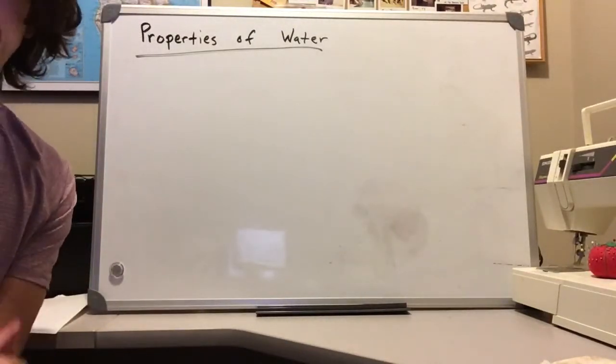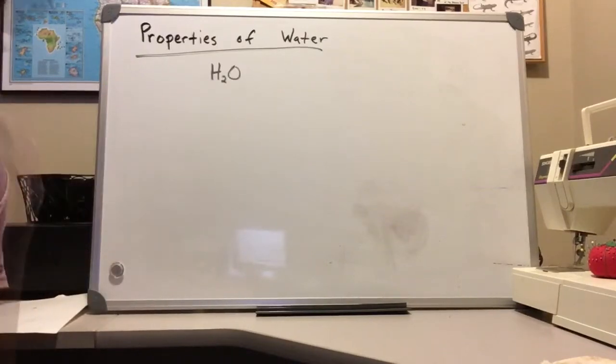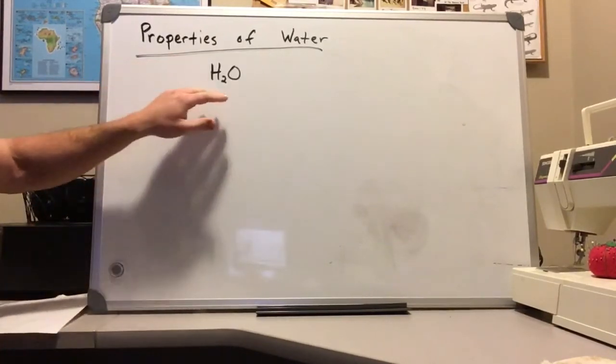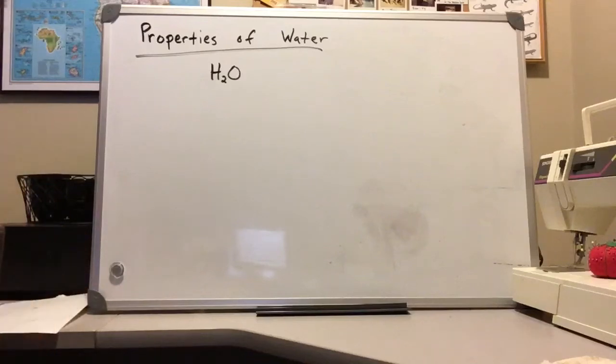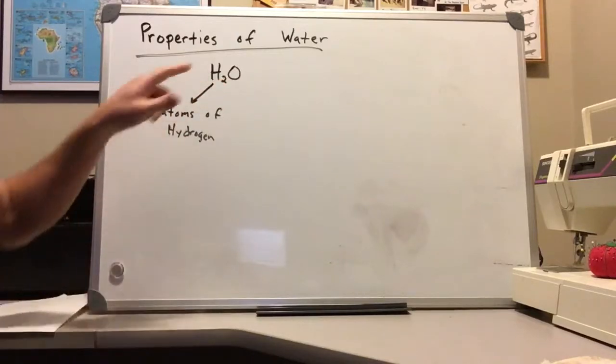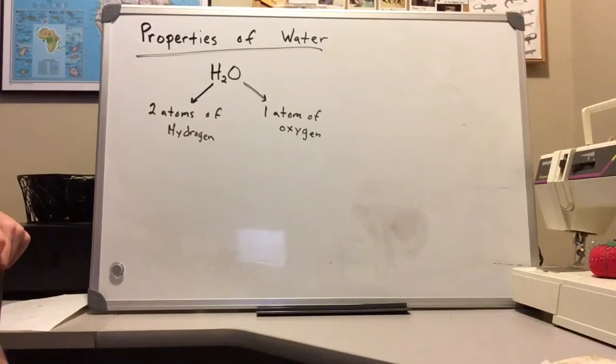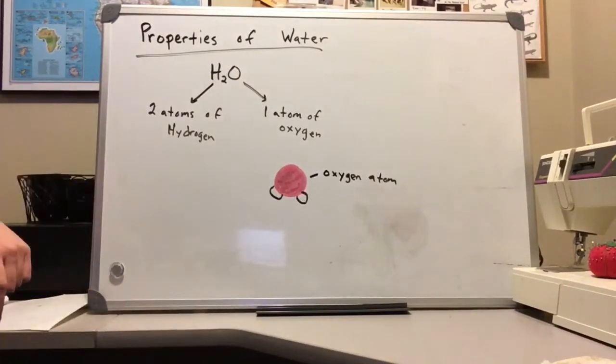We're going to move on with our biochemistry and we're going to talk about properties of water. So water, its chemical formula is H2O. This is because water is made up of two atoms of hydrogen. So that 2 actually goes with the H, and then one atom of oxygen. And so a molecule of water looks like this, where this red atom is our oxygen and these two atoms down below are our hydrogens.